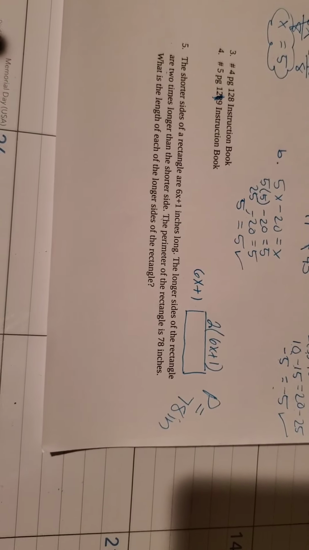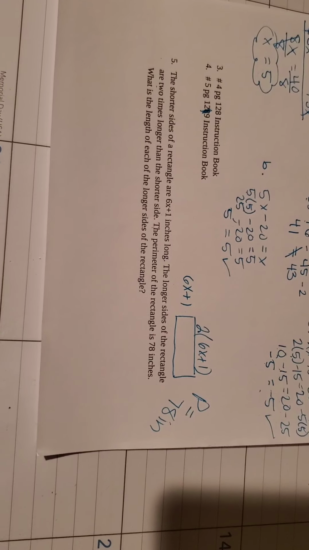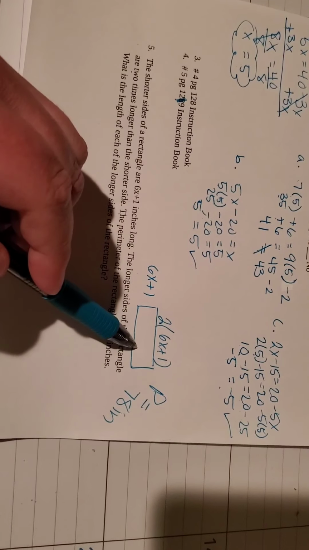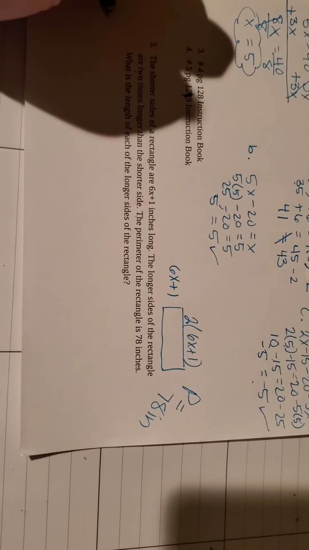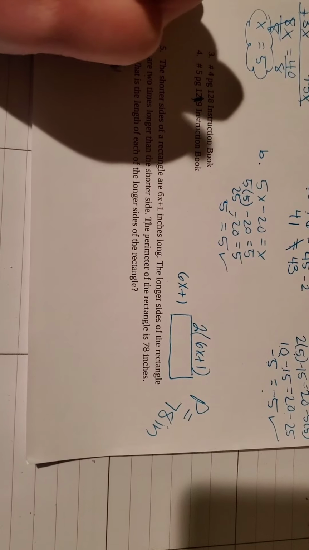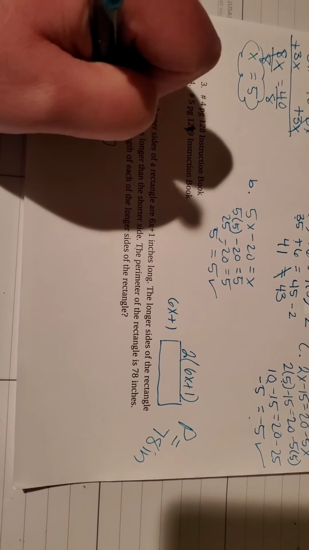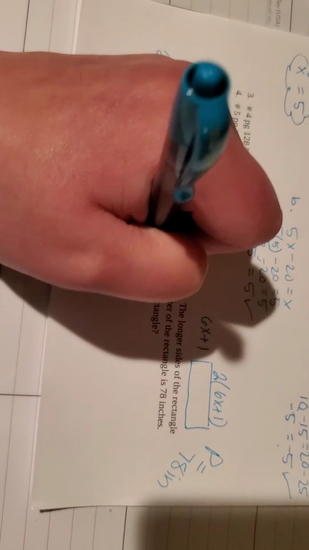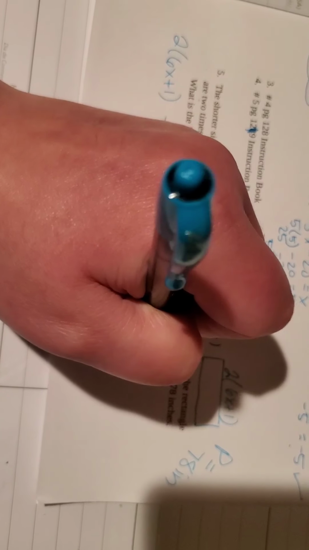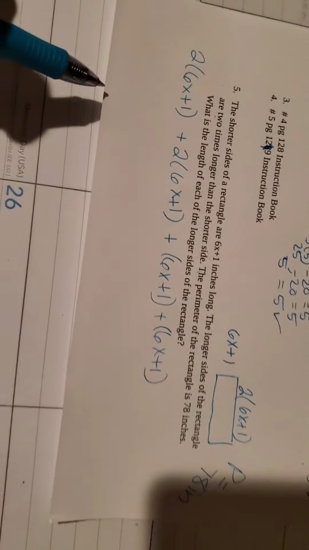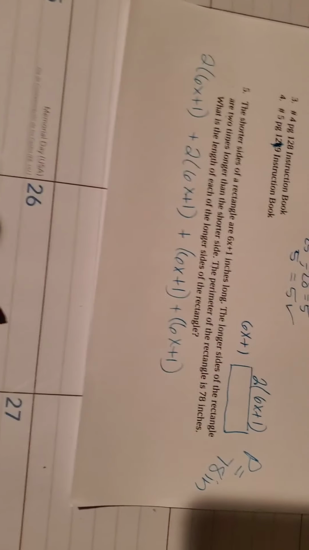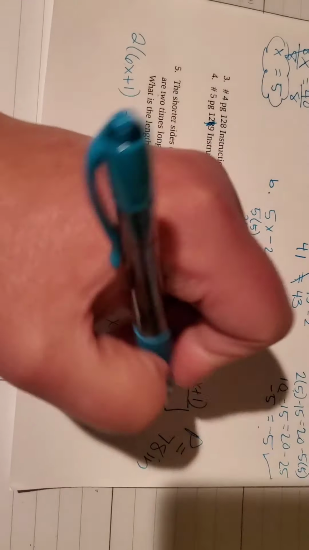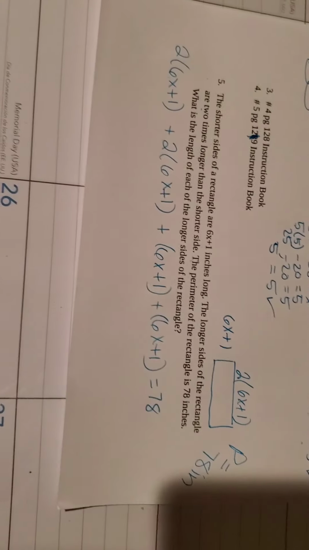Now I can solve because I can say that this plus this side down here. Don't forget about side number 3 and side number 4. So I'm going to show you what that looks like. 2 times (6x plus 1) plus 2 times (6x plus 1) plus (6x plus 1) plus (6x plus 1). Okay, 4 sides of a rectangle. 1, 2, 3, 4. 4 pieces of information written down. Okay, and all of those are going to be equal to 78. I probably could have written smaller. You guys know I struggle with that.